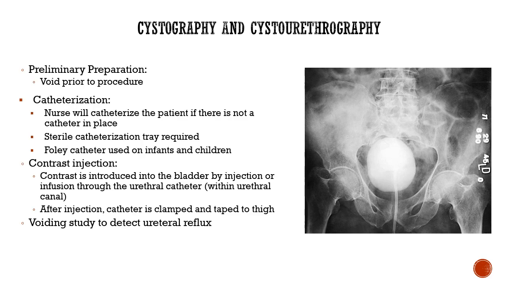For both of these procedures, they're going to void beforehand. For catheterization, the nurse will catheterize the patient if there already isn't a catheter in place, and therefore a sterile catheterization tray would be required. A Foley catheter would be used on infants and children. For the contrast injection, it's going to be introduced into the bladder by injection or by infusion through the urethral catheter within the urethral canal. After injection, the catheter is clamped and taped to the thigh, and the voiding study is used to detect ureteral reflux.